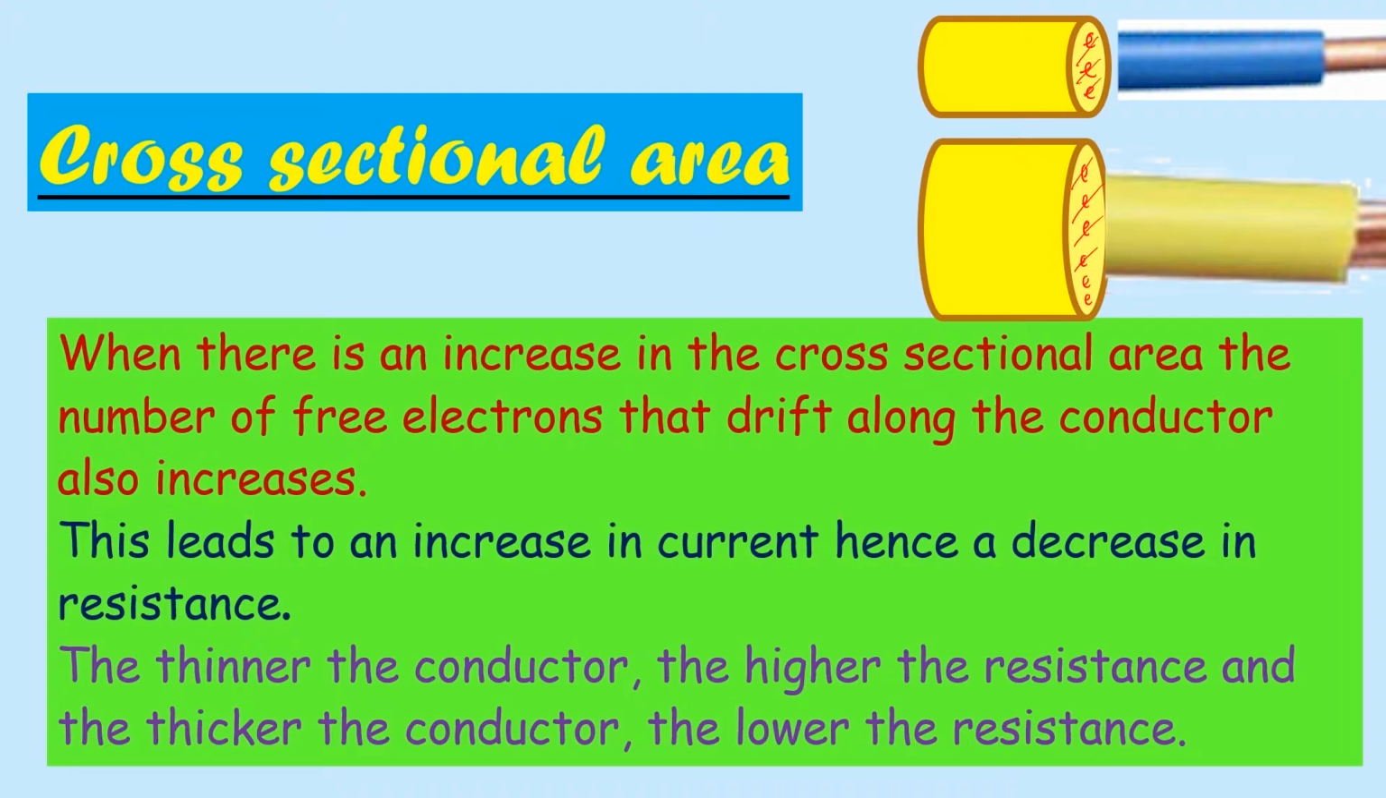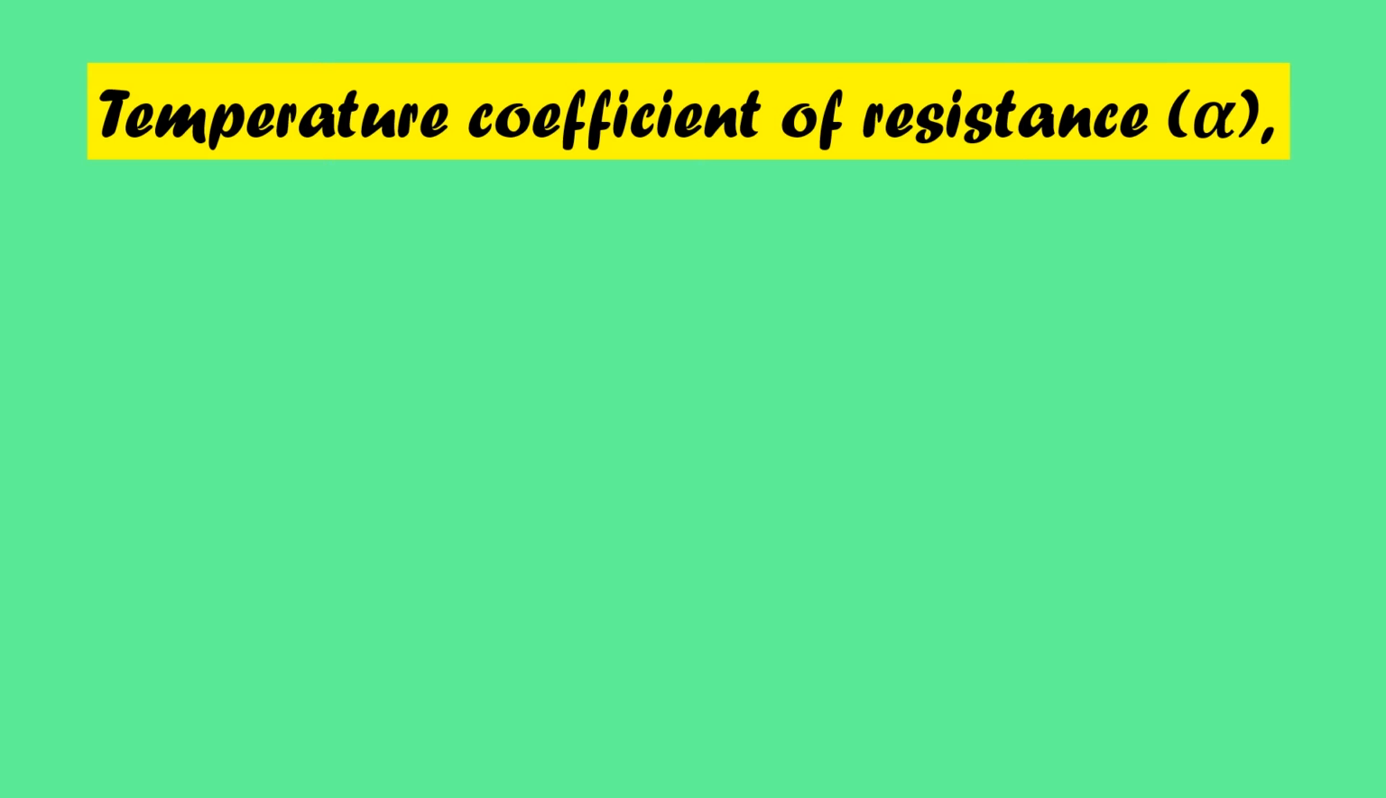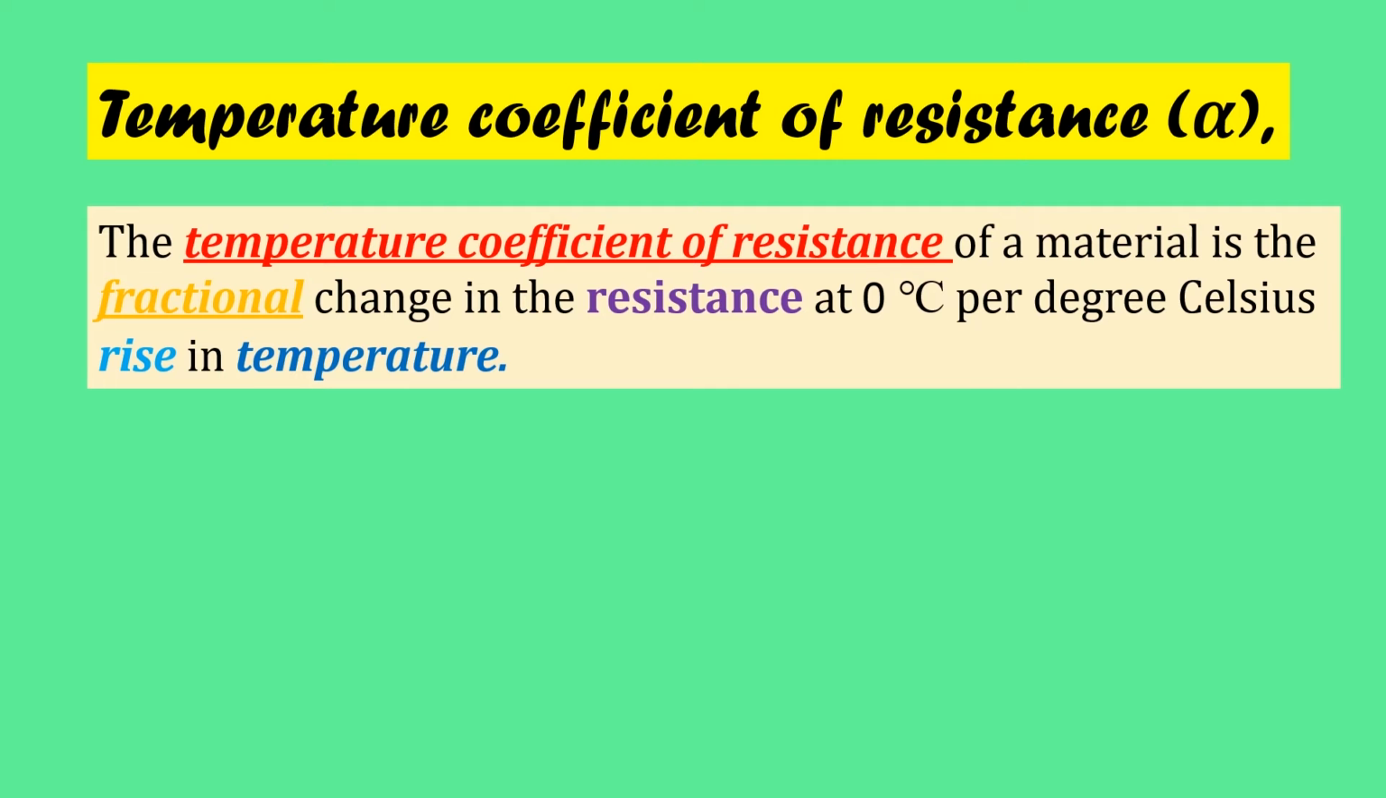In today's class, we want to discuss the temperature coefficient of resistance, and it is denoted by the letter alpha. We define the temperature coefficient of resistance of the material as the fractional change in the resistance at 0 degrees Celsius per degree Celsius rise in temperature.